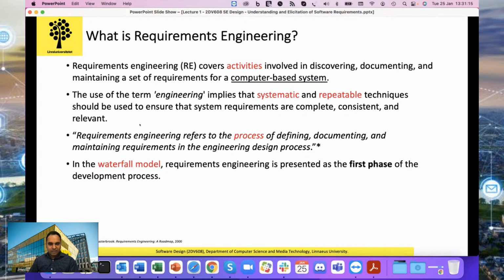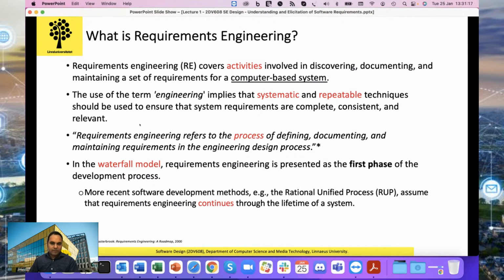This I already mentioned in the waterfall model. Requirements were thought to be finalized in the first phase of the software development, but these days requirements are never finalized until they are delivered to the customers. But sometimes even the requirements might change after it is delivered. So in the agile methodologies or in the rational unified process, for example, requirements continuously change throughout their life cycle.